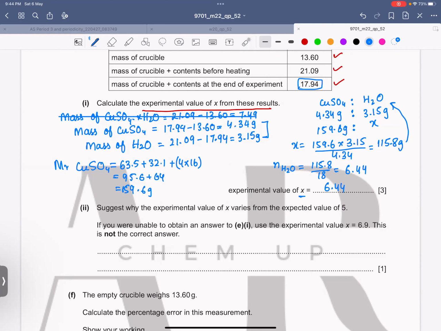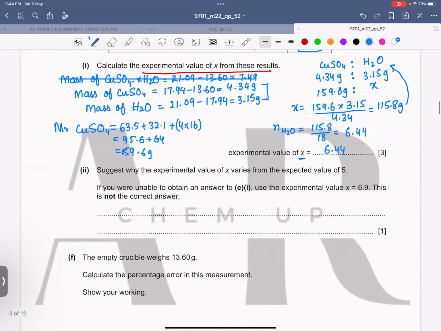Is this understandable to everyone? Yes, sir. So what we did, we found the mass of water that must be bonded with the 1 mole of copper sulfate, and then we turned it into moles. So we will get the value of X over here.